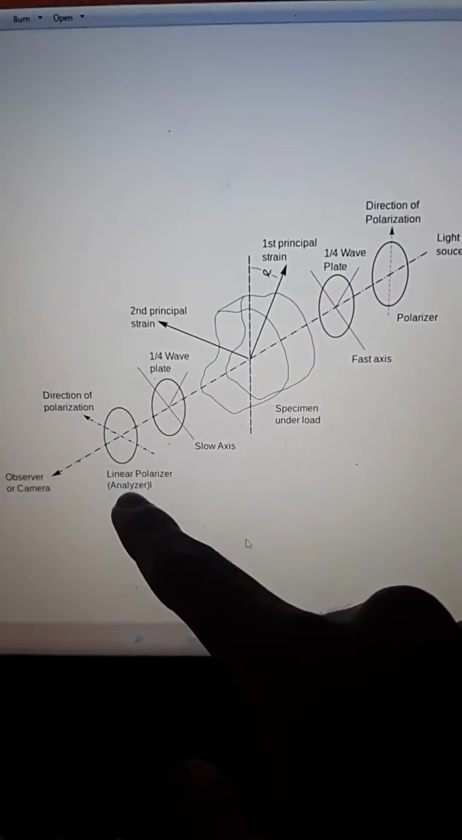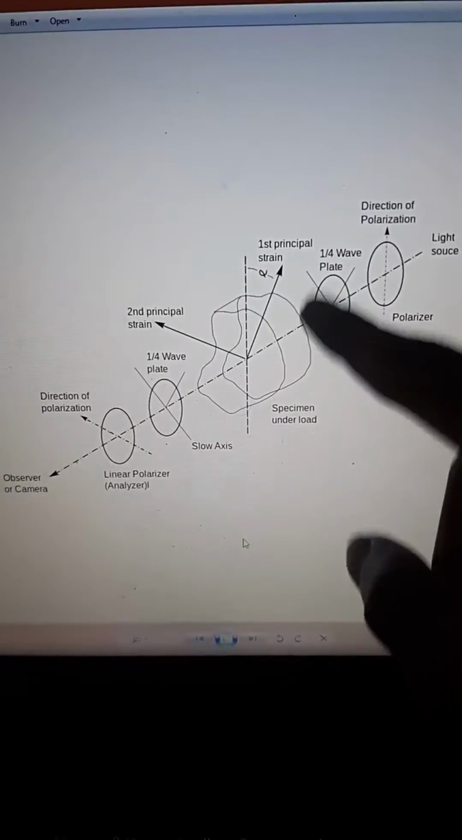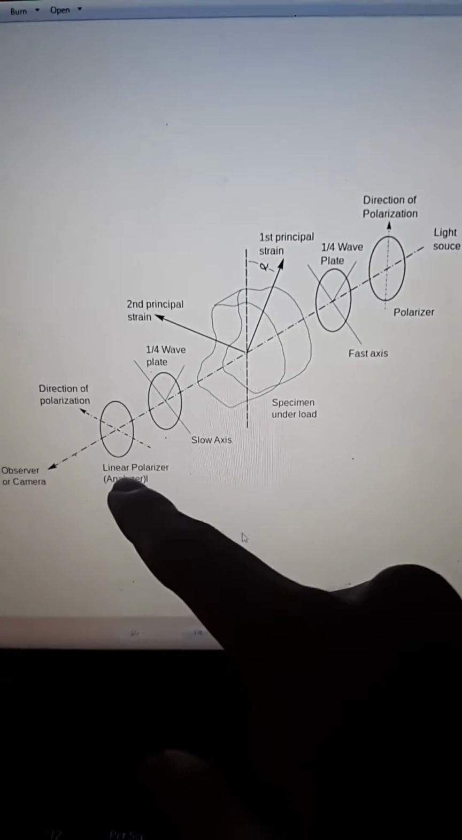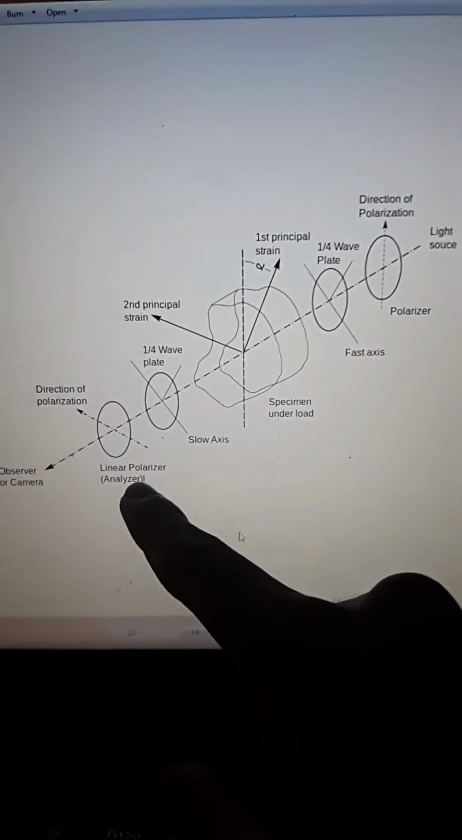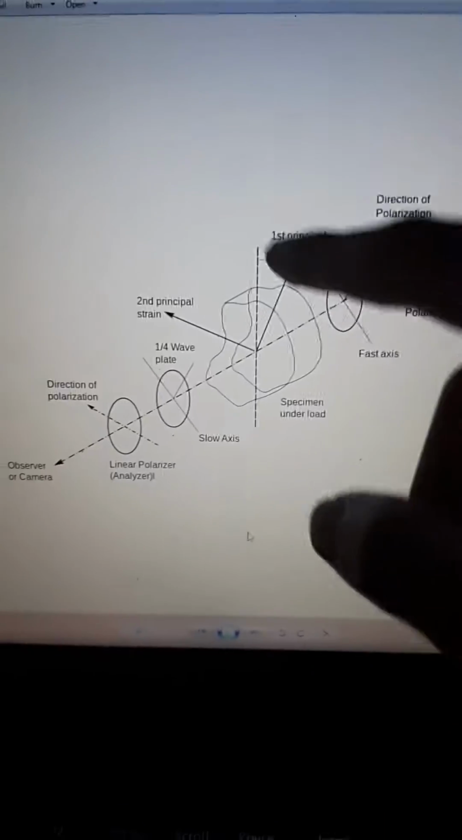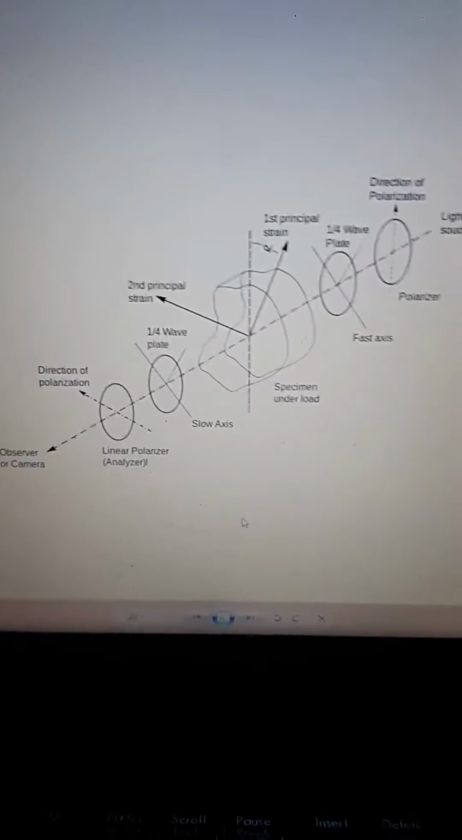A polariscope is constructed, as we know, with two polarizers perpendicular to the path of light transmitted. The first one is called the polarizer, and the second one is called the analyzer. And the method in which the polarizer works is quite simple.